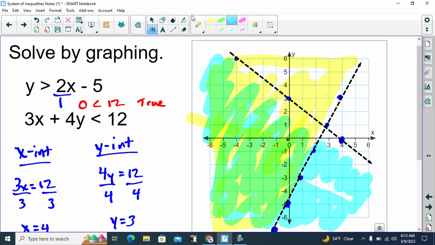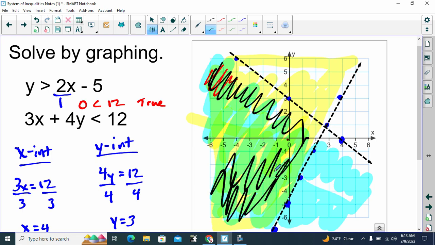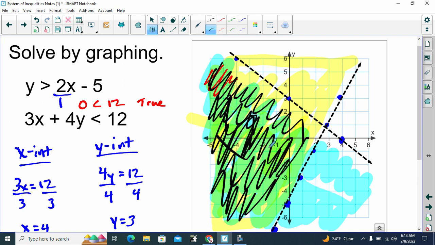And then on a test or quiz, make sure it's very clear where your final answer is. Your final answer is where those two shadings overlap. So I did mine in different colors here. I have the yellow shading, and then I have the blue shading, and the overlap is where it turned to green. So this right in here should be my final answer. So you'd want to shade that in dark or erase the parts that are not part of your final answer. But make sure it's very clear what you indicate your final answer to be.